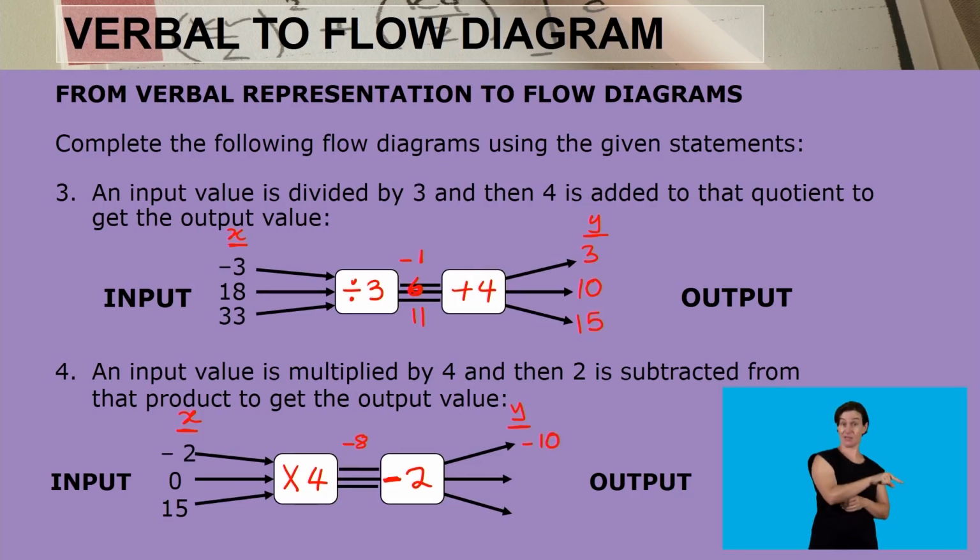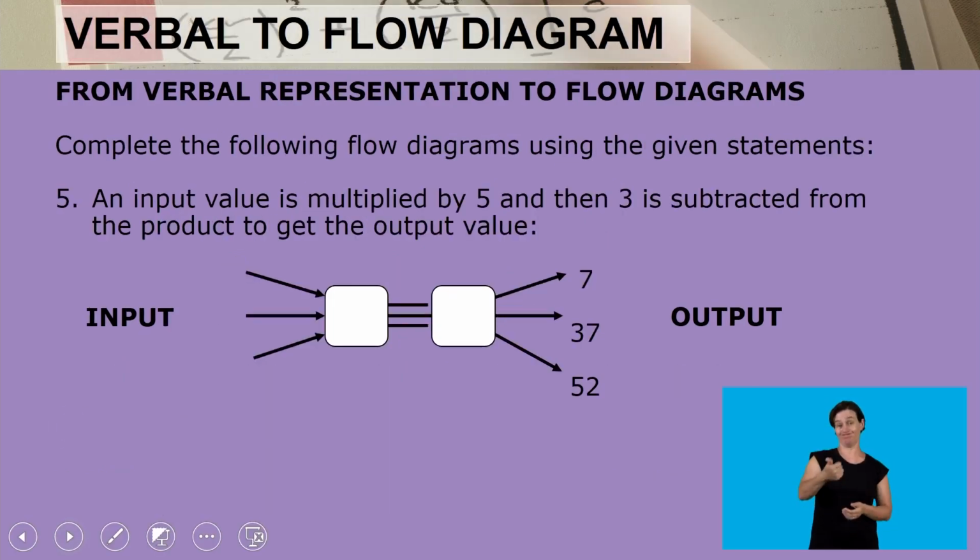What about the next input value? 0 multiplied by 4 gives us an answer of 0. And when we subtract 2 from that, we get -2 as the answer. Then we have 15 multiplied by 4. Do you know what that is? Yes, it is 60. So 15 multiplied by 4 gives us 60, and from that product we subtract 2, meaning our answer is 58. And that is how we have represented that flow diagram. Let's look at the next question.